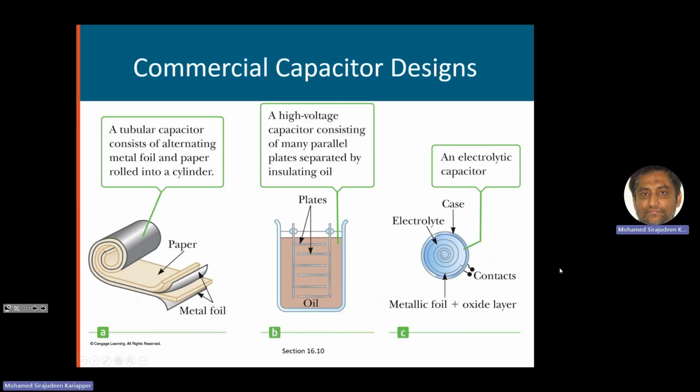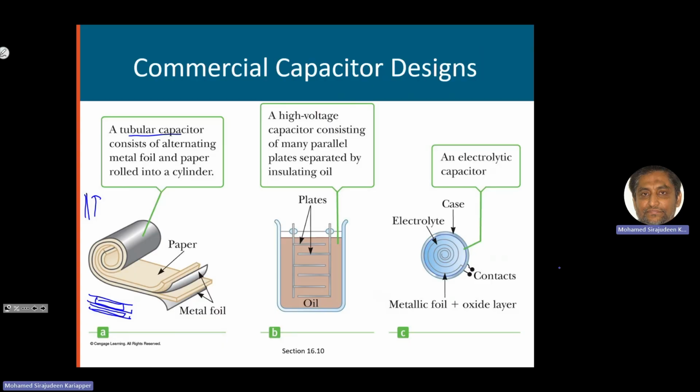Commercial capacitor designs. Commercially, actual capacitors that are available don't look like just two plates, because for practical use, we should have a very large capacitor. So we can have a flexible one, which we call the tubular capacitor. Here we have a metal foil, that is a plate, and a dielectric material, and again a metal plate, and dielectric material, again a plate. It's like having capacitors in parallel, one above the other.